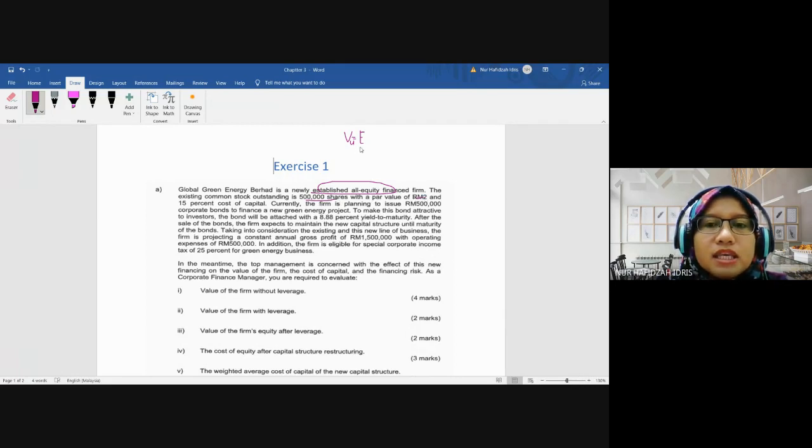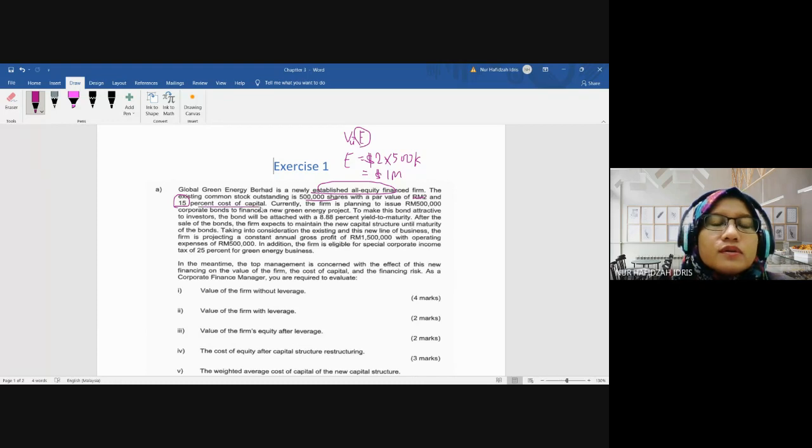So for E, you will know the value of E is the RM2 par value times 500,000 number of shares. What do you get for E here? RM2 times 500,000, you get 1 million. Then it says here 15% cost of capital. So this 15% is the cost of capital.